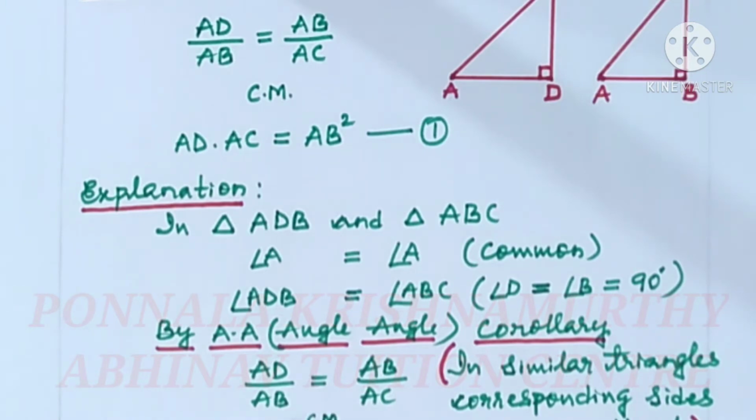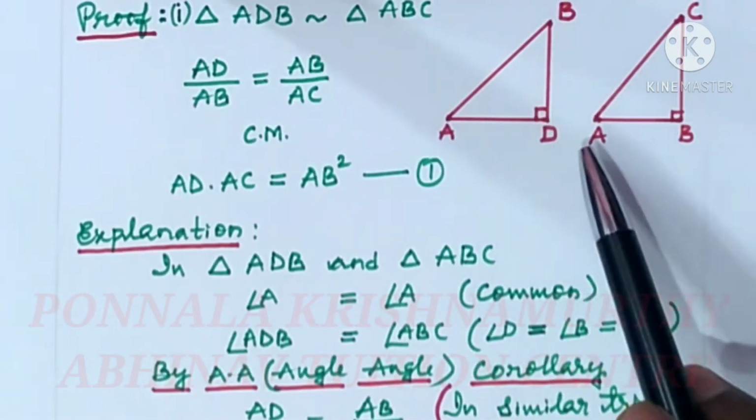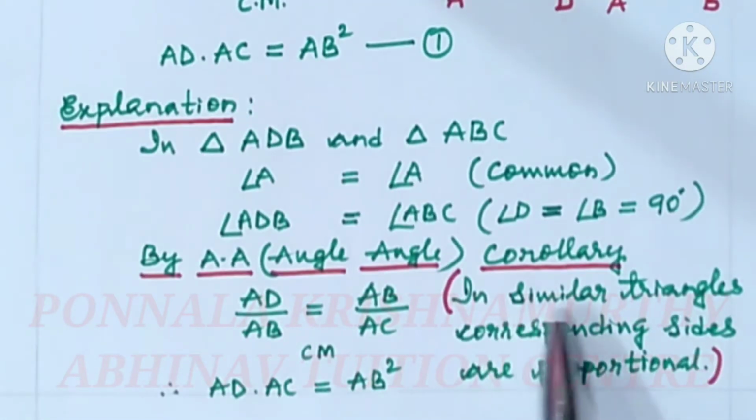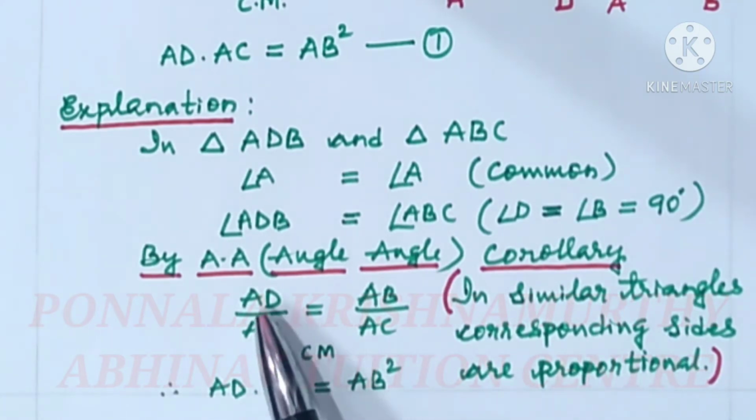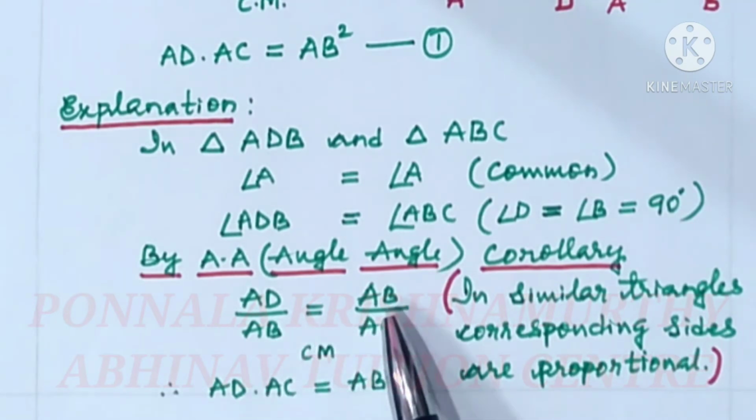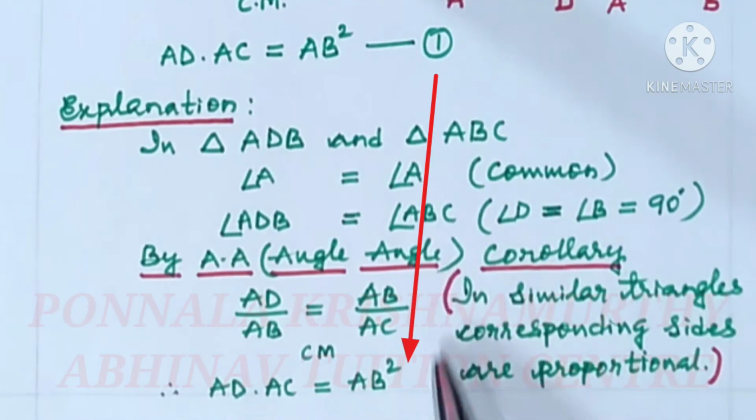AD by AB is equal to AB by AC. In similar triangles, corresponding sides are proportional. Then AD into AC is equal to AB into AB, that is AB square. That's what this one, equation 1.